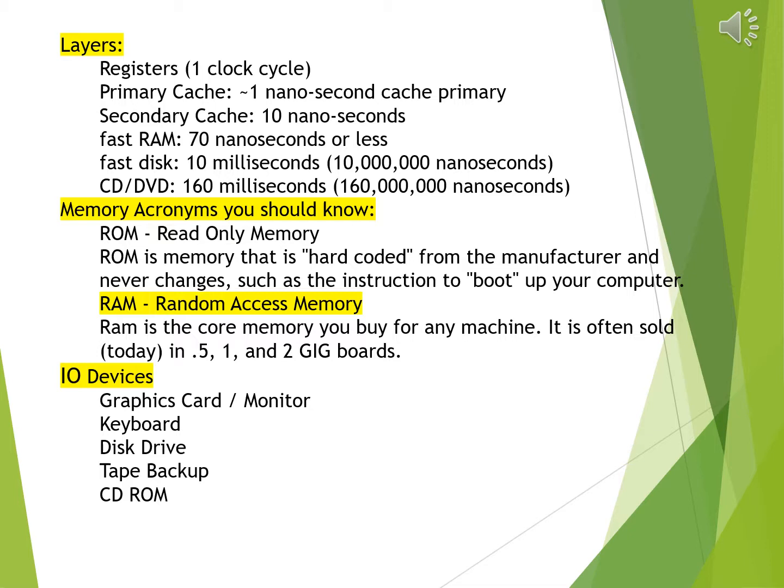Memory acronyms you should know. ROM, read-only memory. ROM is memory that is hard-coded from the manufacturer and never changes, such as the instruction to boot up your computer. RAM, random access memory. RAM is the core memory you buy for any machine. It is often sold, today, in 0.5, 1, and 2 gig boards. I/O devices: graphics card, monitor, keyboard, disk drive, tape backup, CD-ROM.